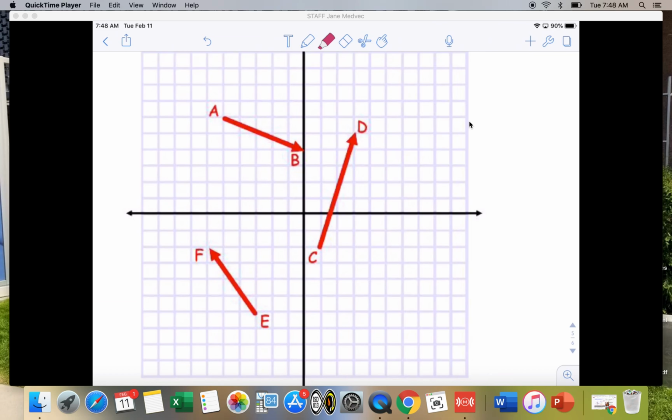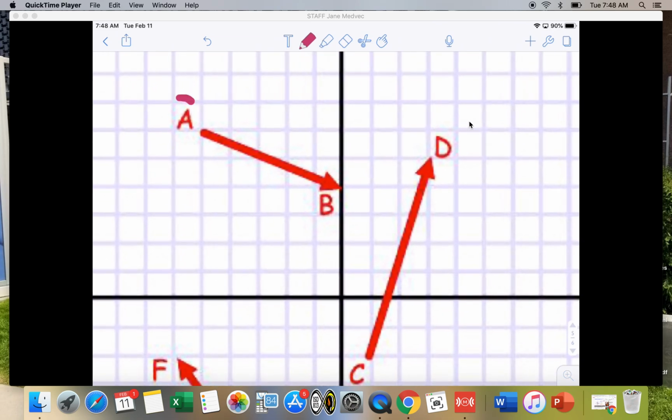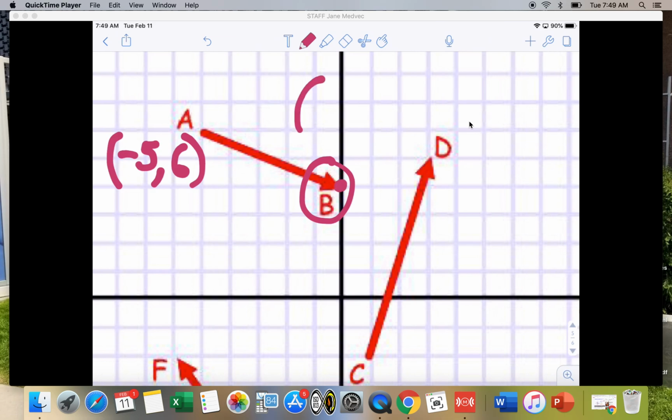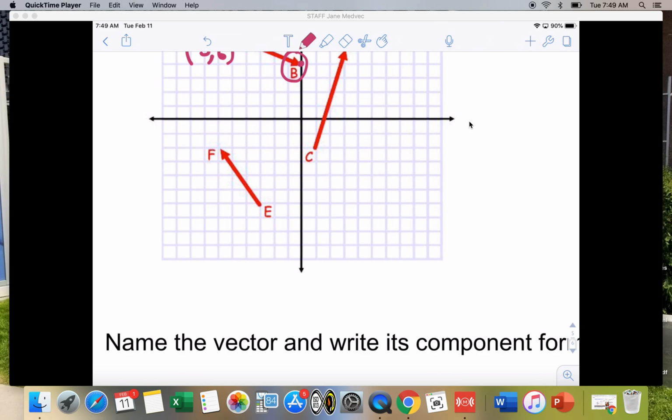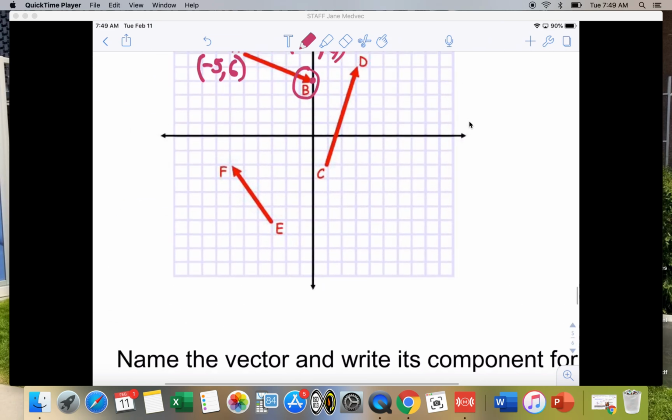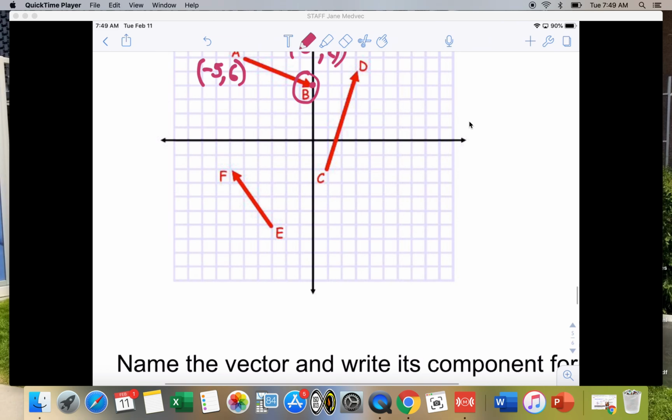You're going to notice that we're going from point A, which is here, to point B, which is here. And we know that because on B, there's a little arrow, which means I'm taking A and I'm going to B. So my A, take a look at the ordered pairs. 1, 2, 3, 4, 5. It's -5, comma, 1, 2, 3, 4, 5, 6. And my B is right there. It's 0, 4. Okay, so what the problem is asking me to do, it says to name the vector and write its component form.